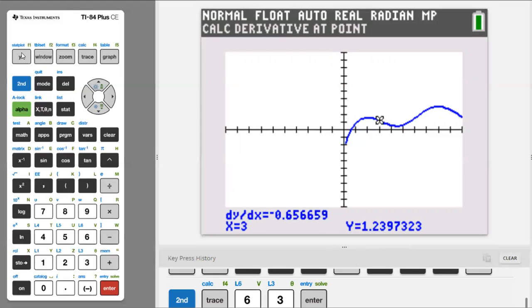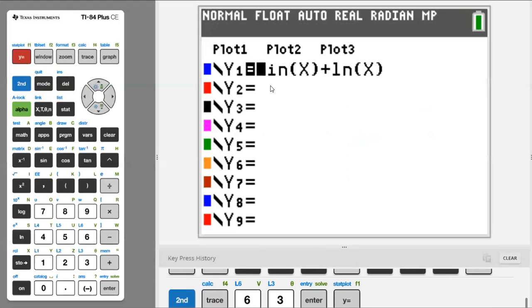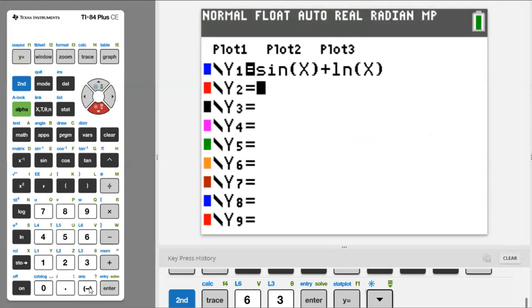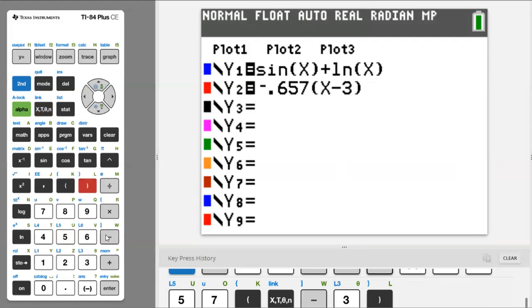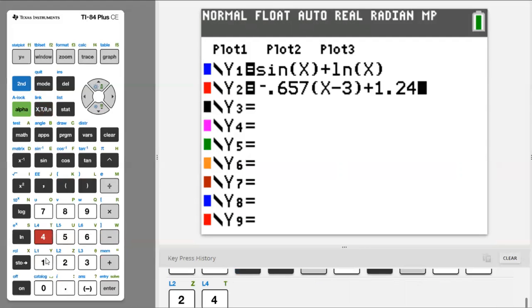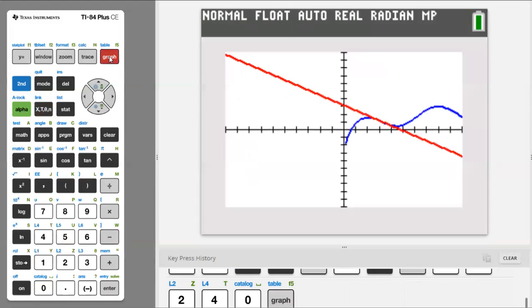I'm going to go back to my y equals. And I'm going to go ahead and put a slightly modified version of point slope form, but negative 0.657 parentheses x minus 3 parentheses plus, if I remember correctly, 1.240. We went 3 decimal places on the AP, but the computer will kick out, we'll get rid of the 0. But let's go ahead and graph that. Let's look and see where that goes.